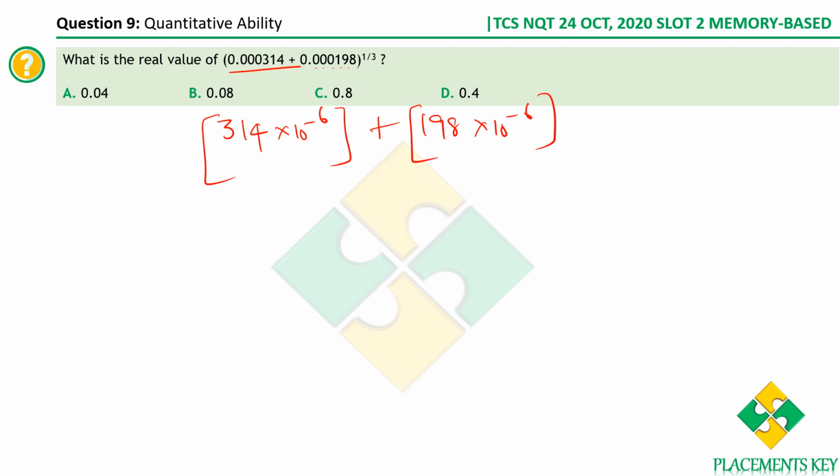So what is 314 plus 198? It is what? 314 plus 200 is 514, minus 2. So it is 512, and you get 512 into 10 power minus 6. So what is it now? 512 into 10 power minus 6.